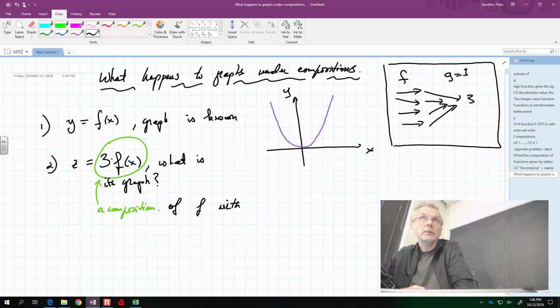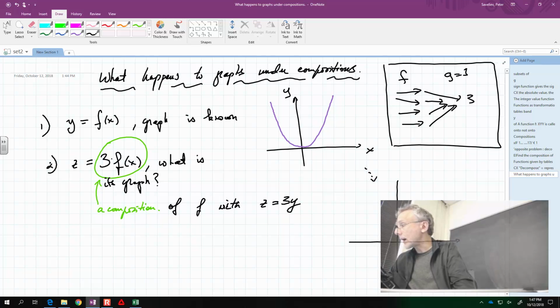So it's not 3, but what? 3 times the function. 3 times, yeah. So in other words, it is z equal 3y. Okay, so that's a composition. You can see if you just replace y with f of x, you have that function. So the question is, what would the graph of the new function look like? You want to guess?